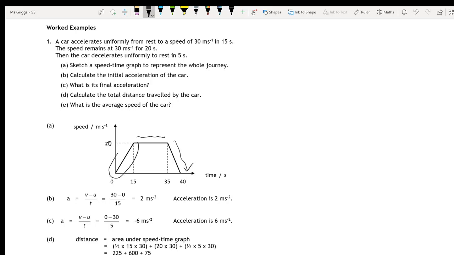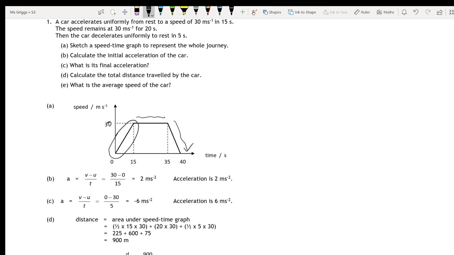So we're looking at this part here, the part B. Remember, acceleration is final speed minus initial speed divided by time taken. So you can find the final speed from the graph, which is 30, minus the initial speed, which is 0, divided by the time it takes to go that distance, which is 15 seconds. So that comes to 2 meters per second squared.